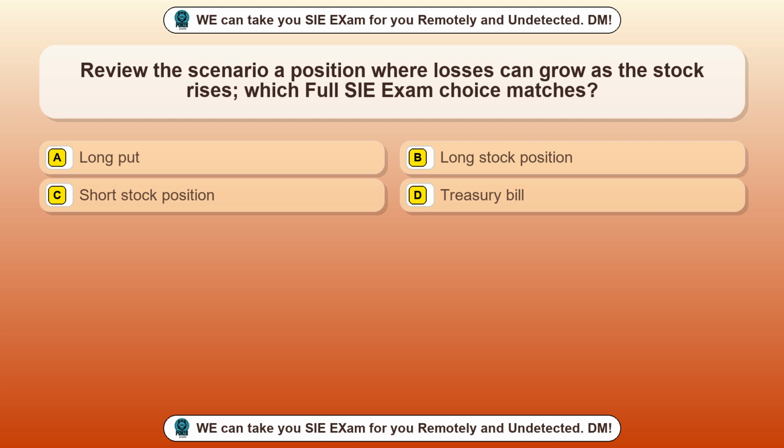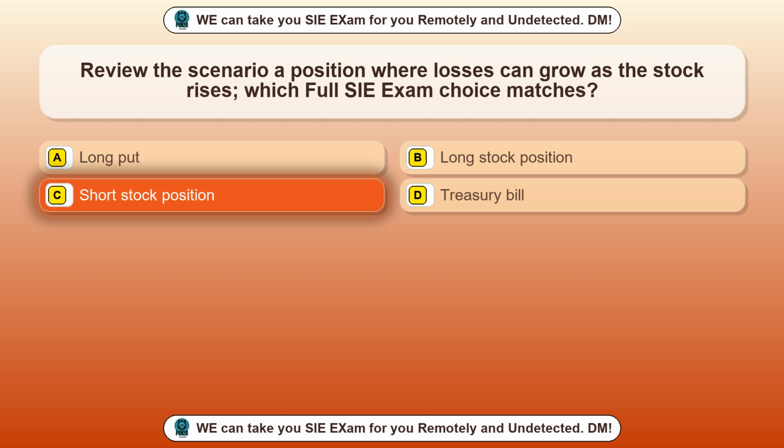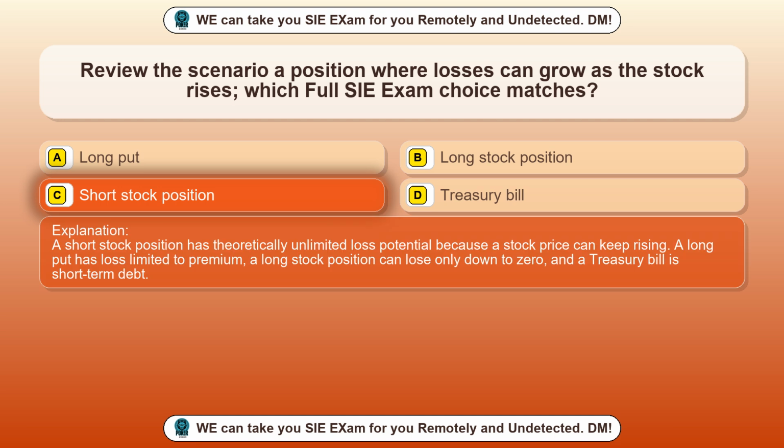Question 54. Review the scenario: a position where losses can grow as the stock rises. Which full SIE exam choice matches? Option A, long put. Option B, long stock position. Option C, short stock position. Option D, treasury bill. The correct answer is option C, short stock position. A short stock position has theoretically unlimited loss potential because a stock price can keep rising. A long put has loss limited to premium, a long stock position can lose only down to zero, and a treasury bill is short-term debt.